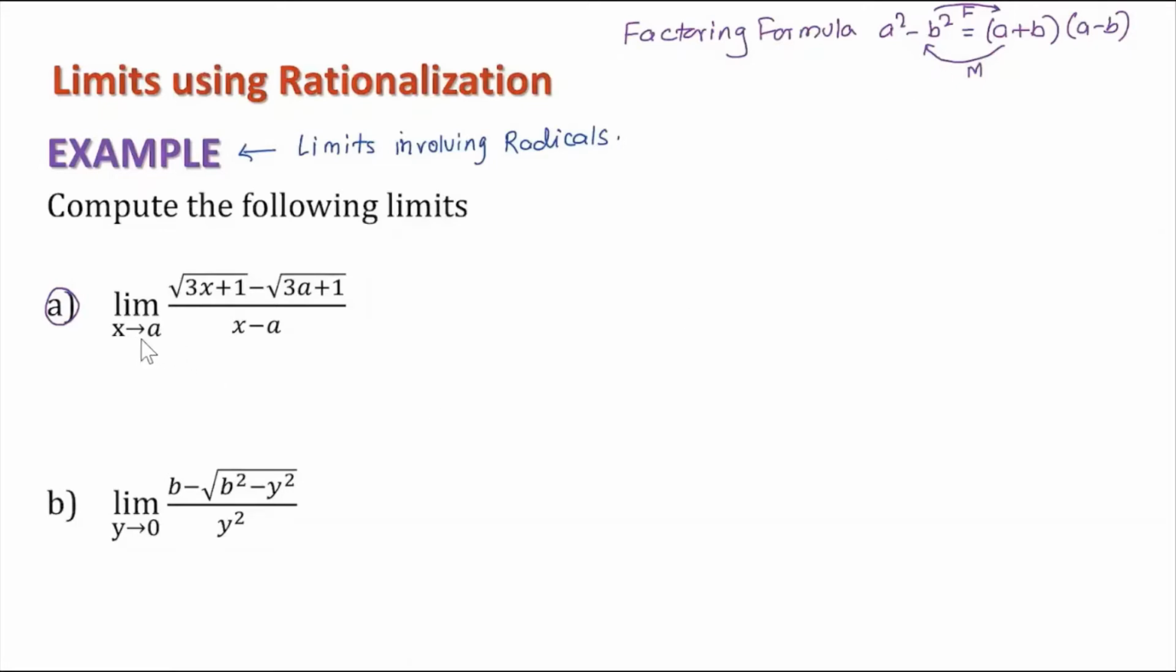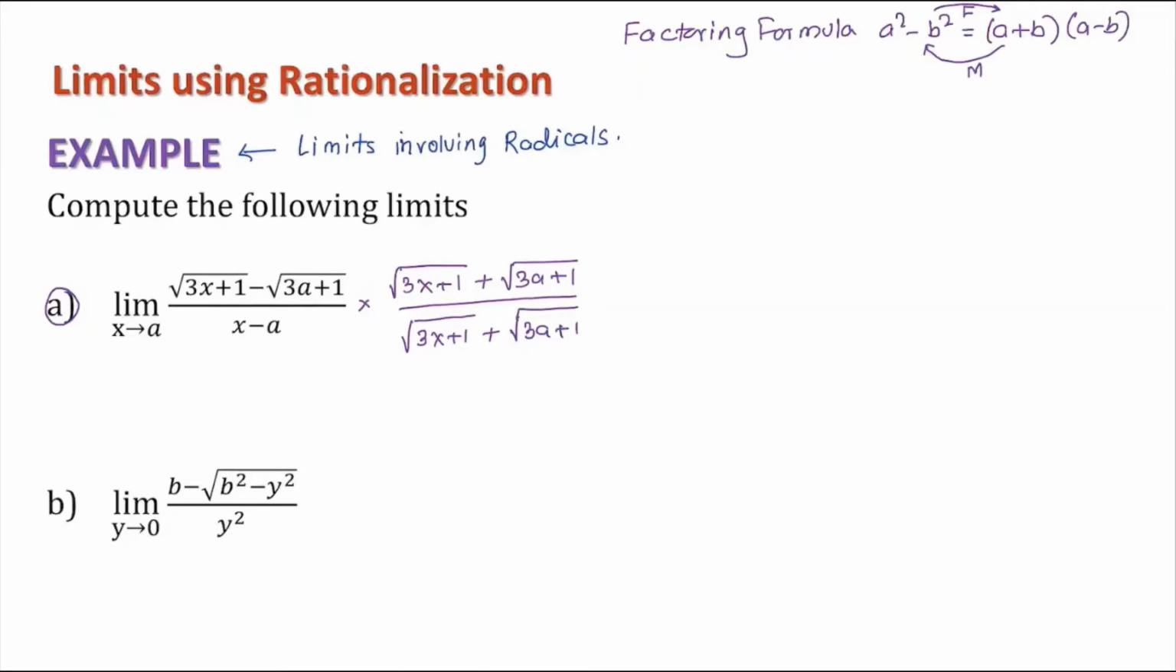So what do we do? Because by plugging in x equal to a, this will be undefined, the denominator will be 0. So we are going to rationalize. We multiply both numerator and denominator by the conjugate of the radical. Here the radical is square root of 3x plus 1, then minus square root of 3a plus 1. When I say conjugate, the sign in the middle will change. So we are multiplying by the square root of 3x plus 1, then plus square root of 3a plus 1.